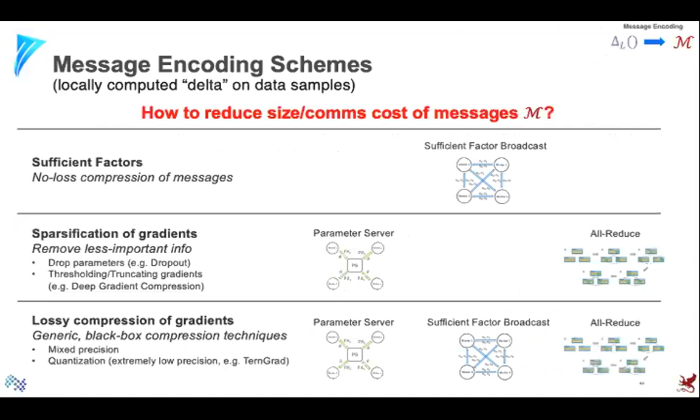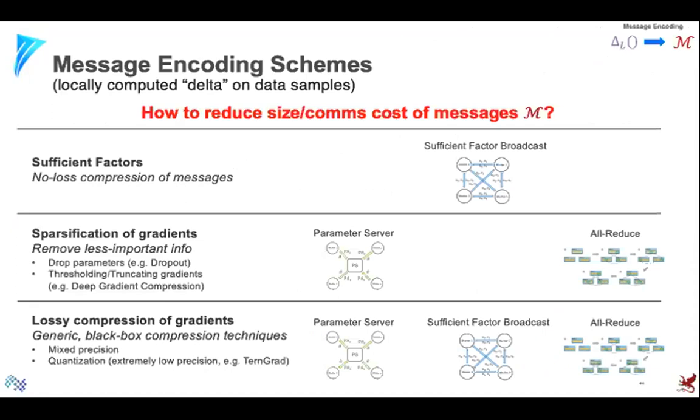As an outline for this section, we're going to study several ways in which we can take those messages and shrink them down, the goal being to reduce the size and communication cost of messages, because network bandwidth and communication bandwidth is limited in a distributed system and is often going to be a major bottleneck in maintaining a high throughput of the system.